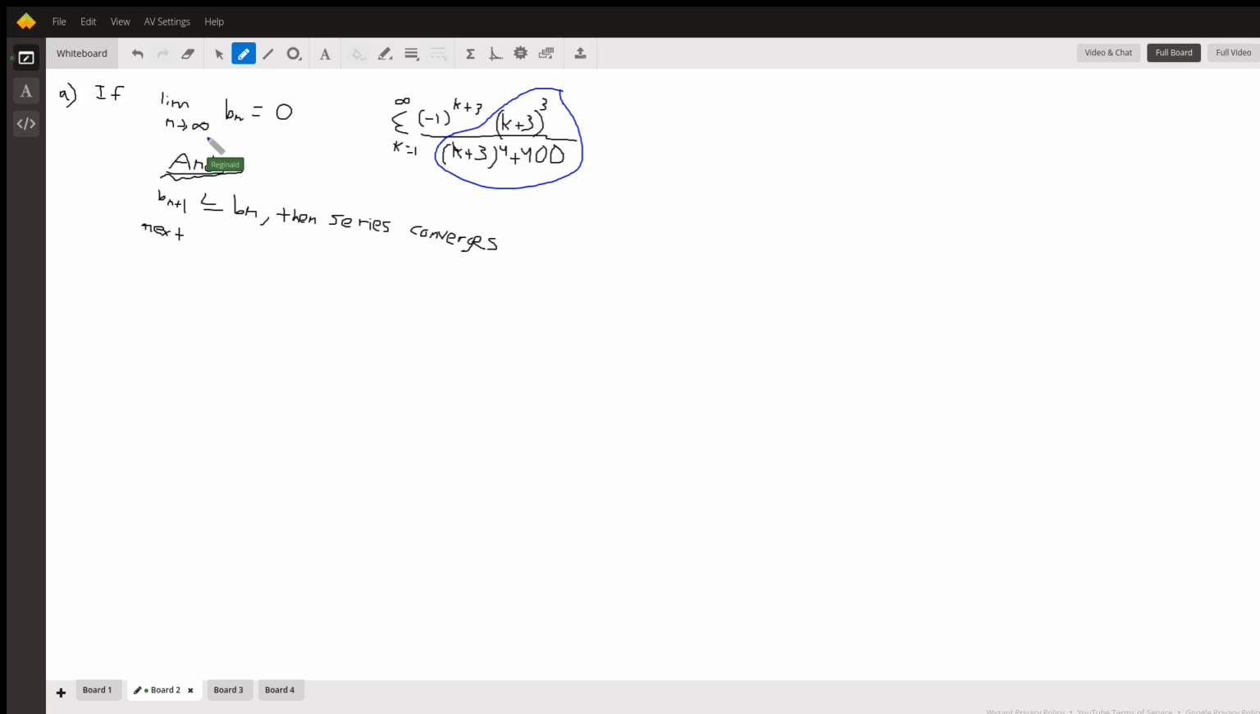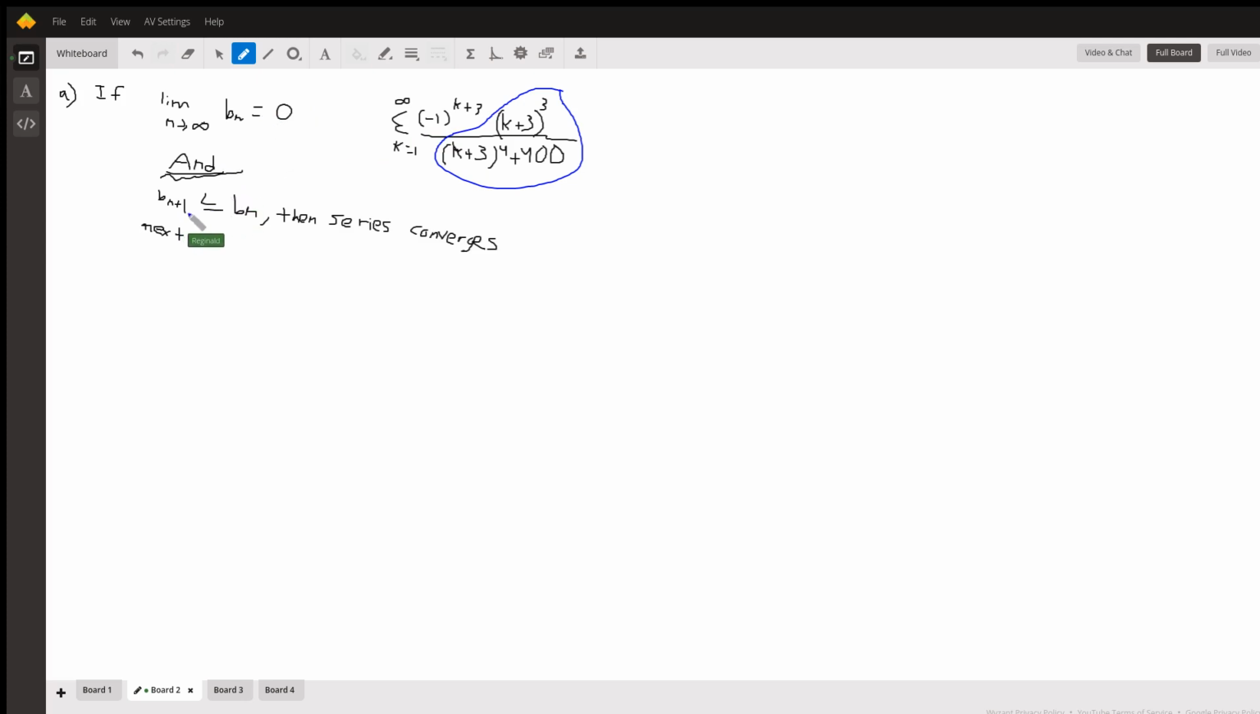Okay, so the limit as n goes to infinity. Let's check this first condition. We notice that it's bottom heavy, because you have a k plus 3 to the third in the numerator, and k plus 3 to the fourth in the denominator. So the bottom is going to blow up very rapidly, way more than the top. The denominator blows up, so it goes to 0. The first condition is satisfied.